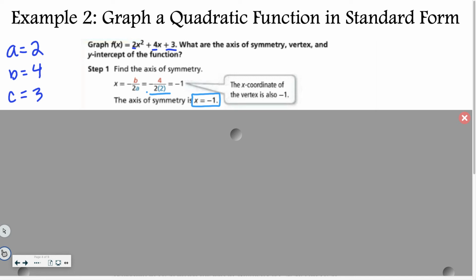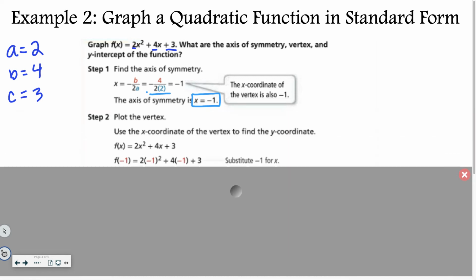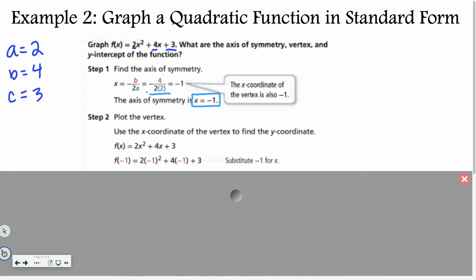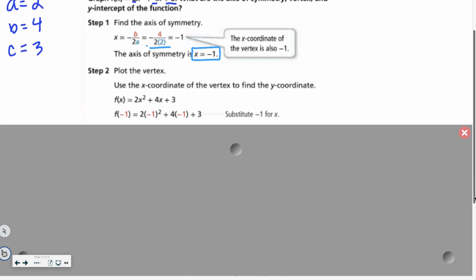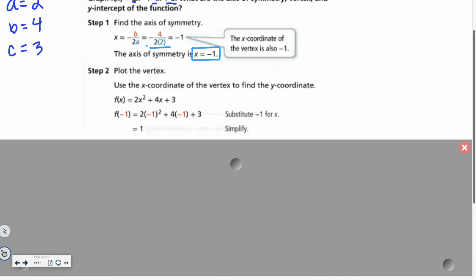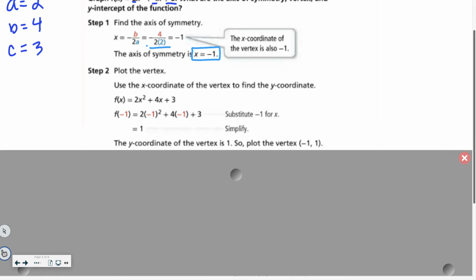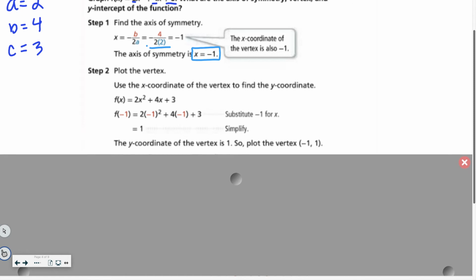All right, now that we know what the axis of symmetry is, we can use that to find our vertex. So what I'm going to do is replace x with a negative 1. So then I have 2 times negative 1 squared plus 4 times negative 1 plus 3. Negative 1 squared is a positive 1. So 2 times 1 is 2. And then 4 times negative 1 is negative 4. So I have 2 minus 4. That's negative 2. Negative 2 plus 3 is a positive 1. So my vertex is going to be negative 1, 1.